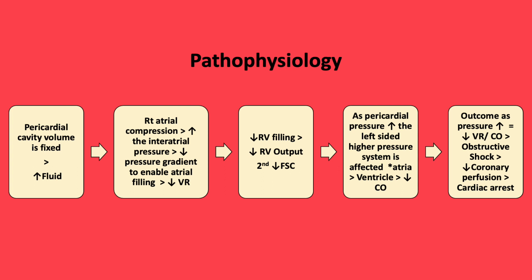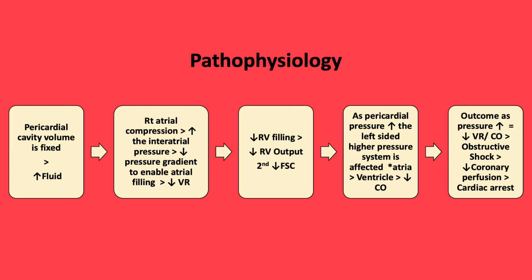So, you get right atrial compression extrinsically onto the right atrium, and this causes an increase in right atrial intra-atrial pressure and thus a reduction in pressure gradient to enable atrial filling. So you get a reduced venous return back to the right side of the heart, reduced right atrial volume and therefore reduced right ventricular volume, reduced ventricular output, secondary to a reduction in the Frank-Starling curve.